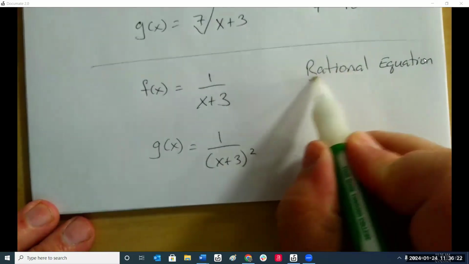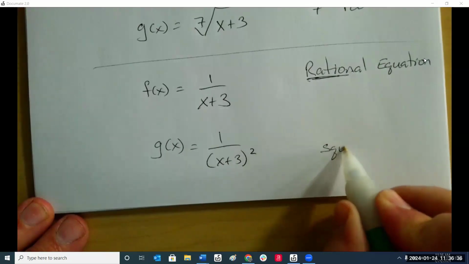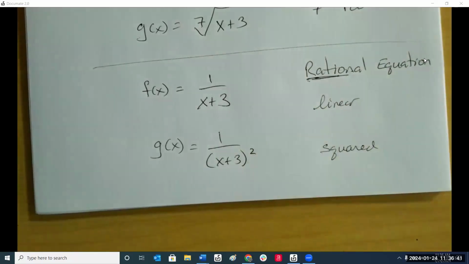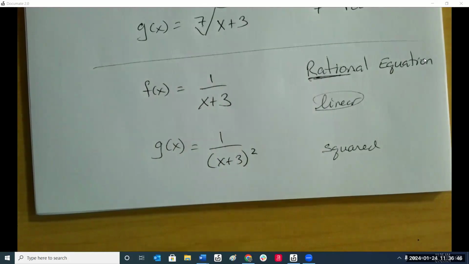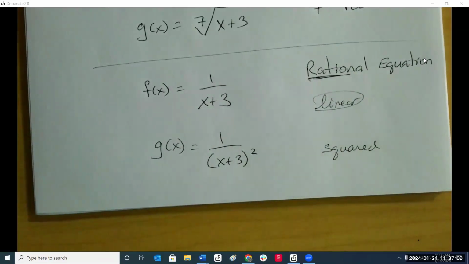These are both rational because rational means ratio, a fraction. This is squared, and this is linear. Linear doesn't mean it's going to be a line. It just means there's no power on the x. Again, there are other names. You'll hear a couple of different types, but basically we just go by the general term rational. It means fraction. X is on the bottom.